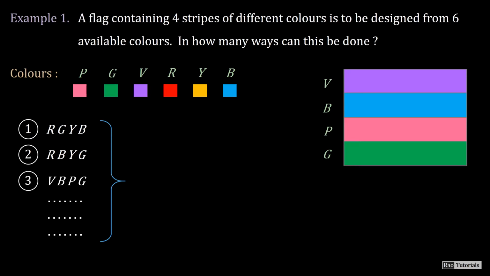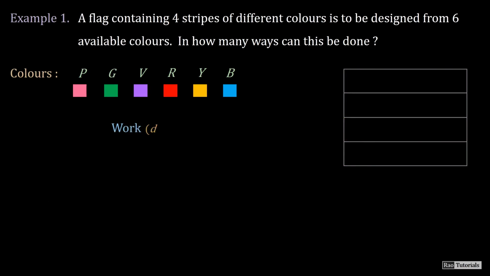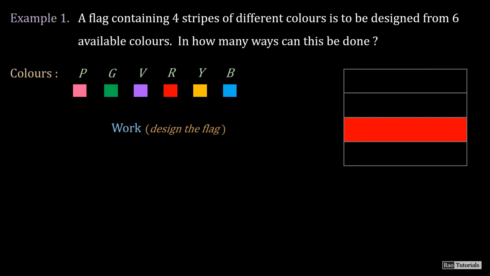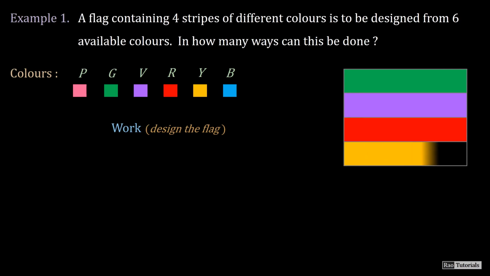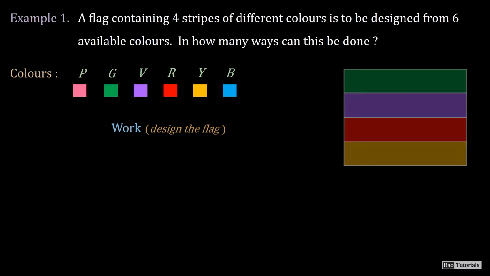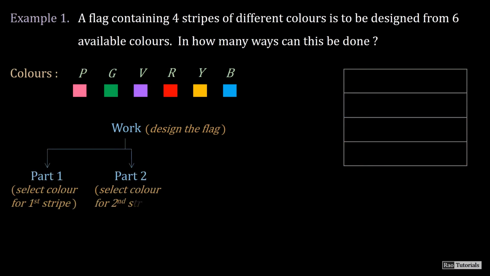Forming such examples helps us to clearly describe the work and identify the parts involved in completing the work. In this case, work is to design the flag. And to complete this work, we need to select colors for the 4 stripes. By coloring any one stripe, we are doing a part of the work, precisely 1/4, that is 25% of the work. Coloring one more stripe will complete 2/4 of the work, that is half or 50%. Third stripe colored and 3/4, that is 75% work is done. Fourth stripe and 100% work done. So the parts of this work are to select colors for the individual stripes.